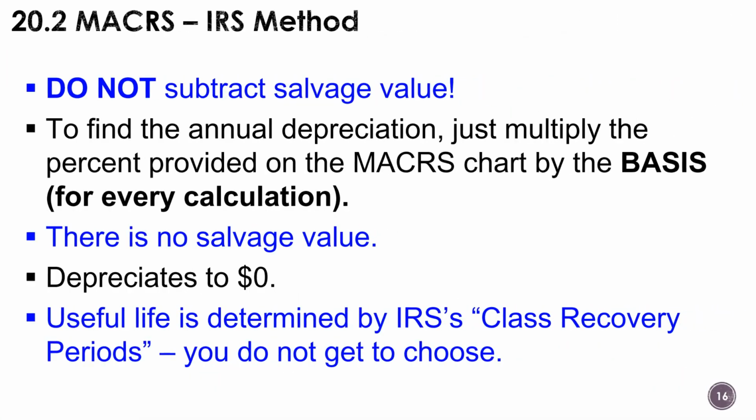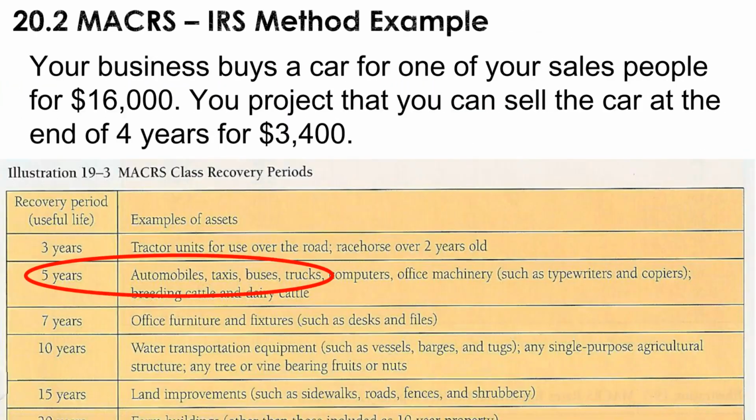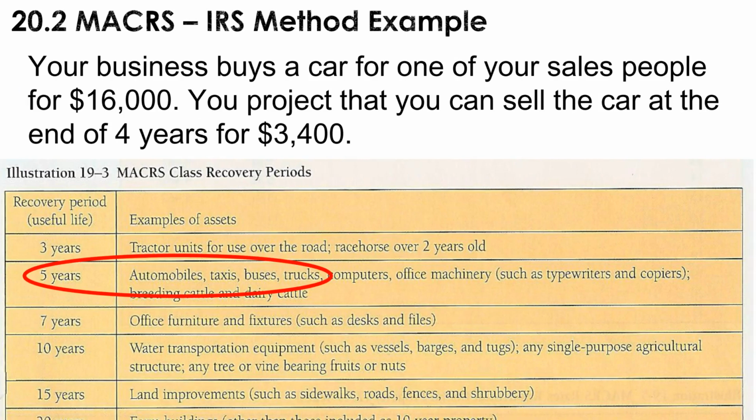We do not subtract salvage value, so salvage value does not come into play for this method. We go all the way to 0. We just multiply to find our annual depreciation. There is no salvage value. We depreciate to 0, and the recovery period is based on the IRS charts, and that's what we have to use. Okay. So we're still using this same example, right?